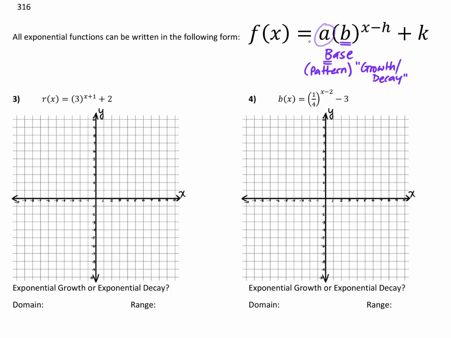The a value, just like everything else from this year, is going to be our stretch and compress. Even if we are growing, we can compress the graph and make it a little bit shorter from what it would be naturally. This will also take care of our reflection. Now, mathematicians would actually call that position the initial value. It's very important. It's what we initially start with in our graph. So that is an important term to know.